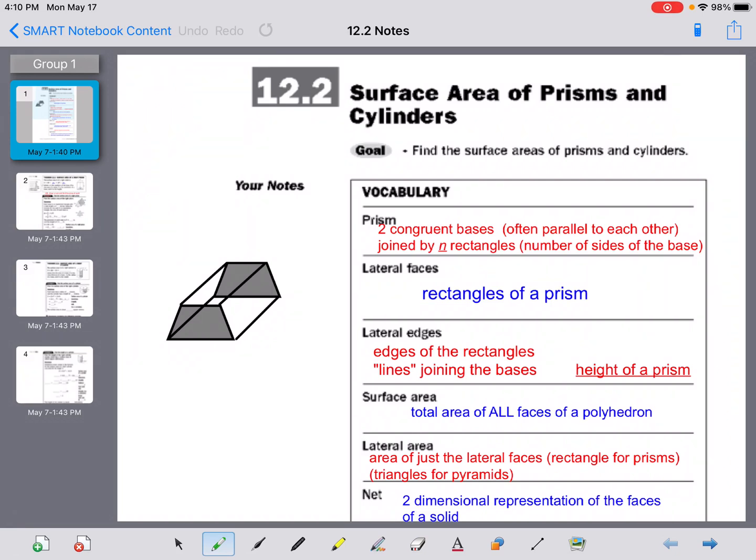12.2, the surface area of prisms and cylinders. All right. Important to know today we're doing surface area. So this is the area that covers the surface of a prism or cylinder.